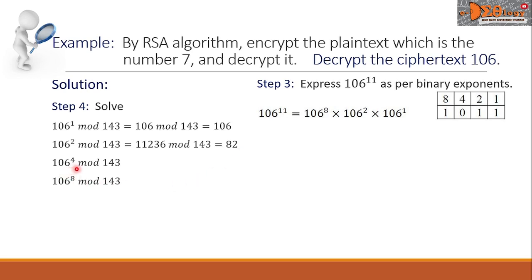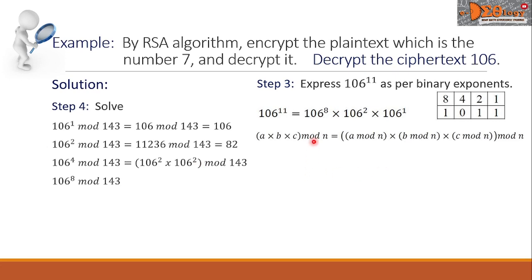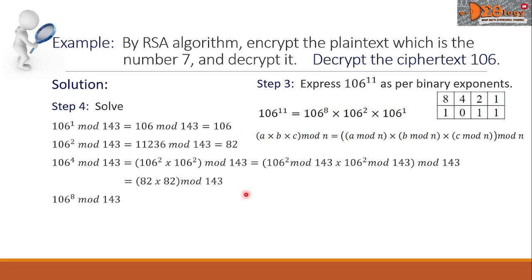Next, 106 raised to 4 mod 143. We can express this 106 raised to 4 into 106 squared times 106 squared, then mod 143. When we apply our identity, this expression becomes like this. 106 squared mod 143 times 106 squared mod 143, then mod 143. We can get the value of this 106 squared mod 143 from the previous step. So it becomes 82 times 82, then mod 143. The product of this 82 by 82 is 6,724. Then mod 143, the value is 3.